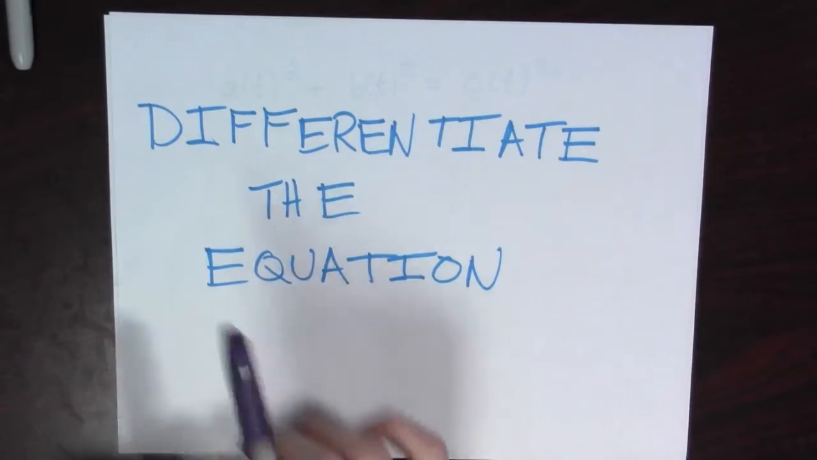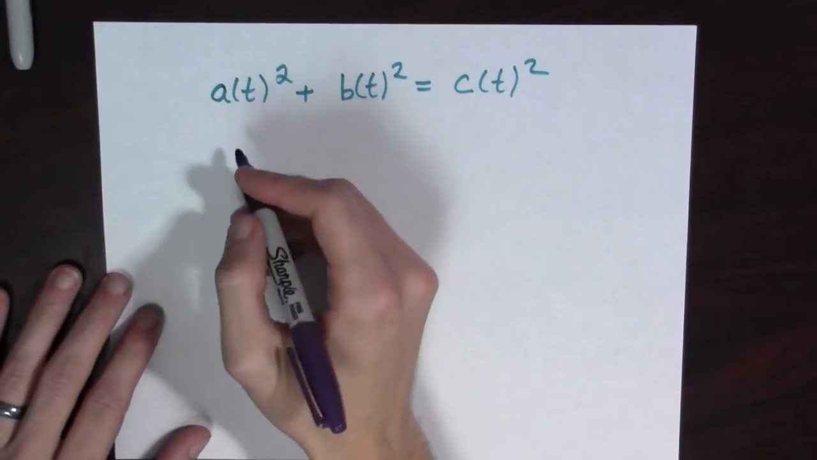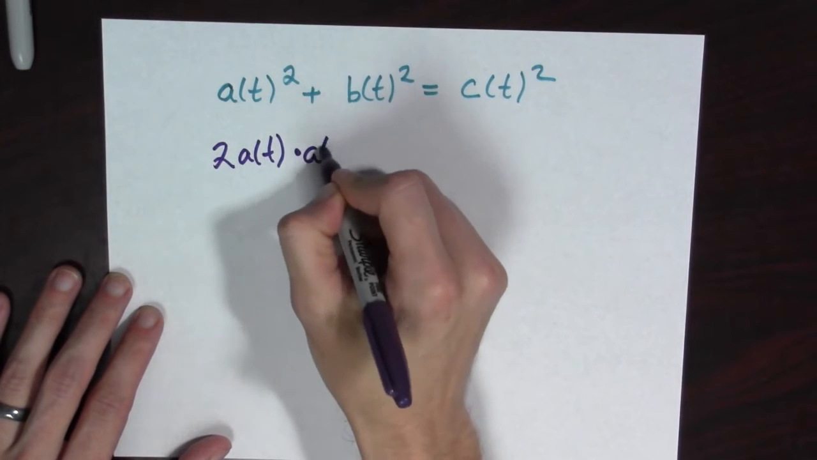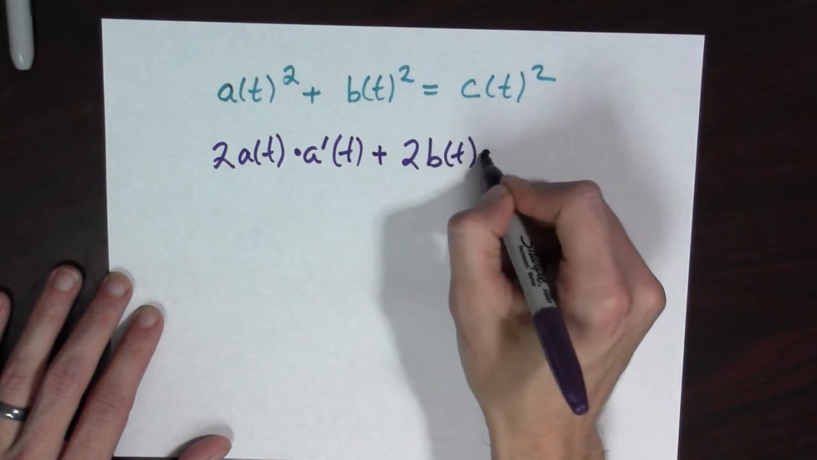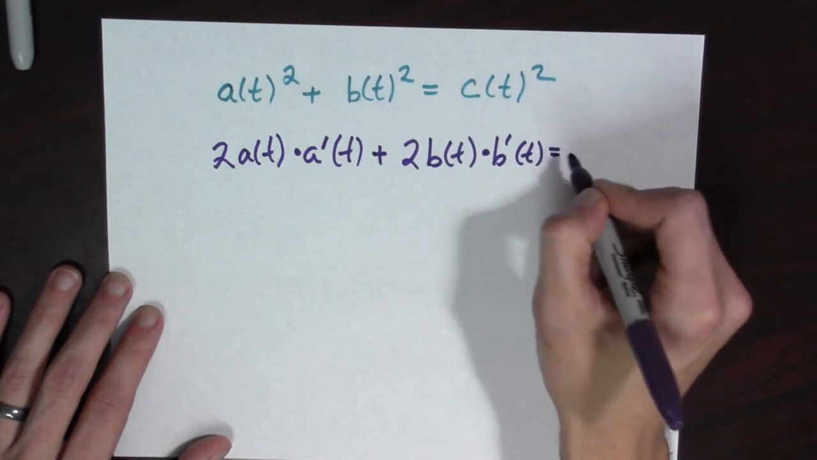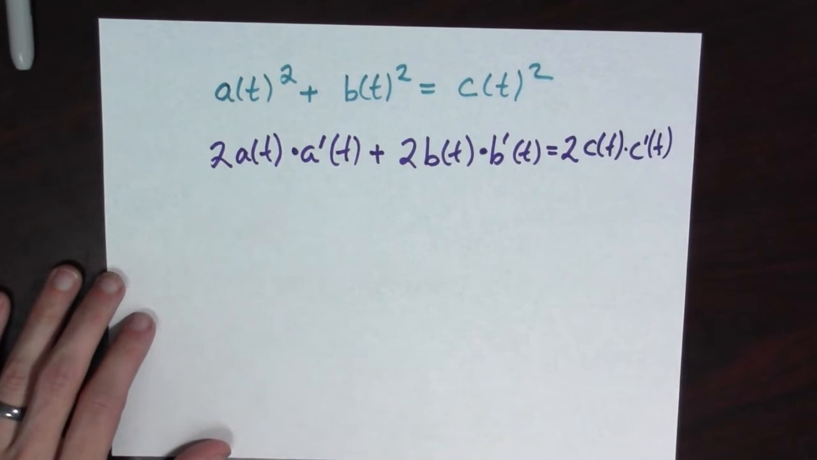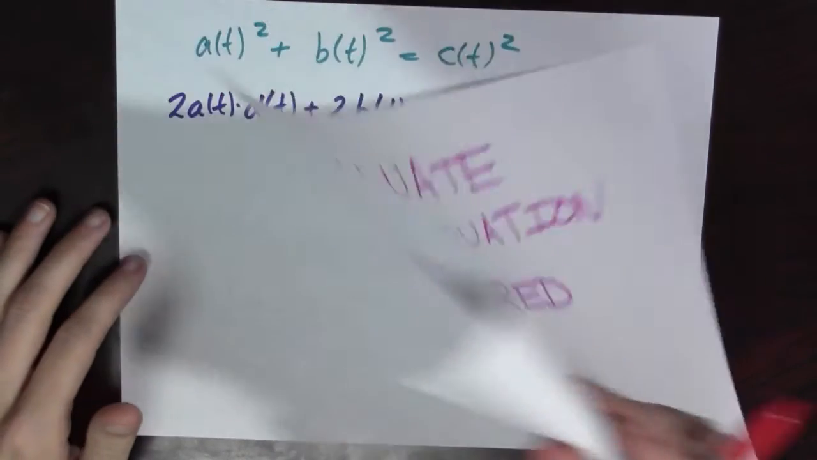Now that we have an equation, it's time to differentiate the equation. All right, so let's take the derivative. Here we go. It's going to be 2A of t times A prime of t plus 2B of t times B prime of t is equal to 2 C of t times C prime of t. Now that we've differentiated our equation, we must evaluate the equation at desired values.